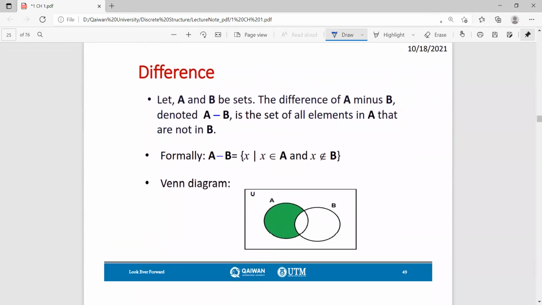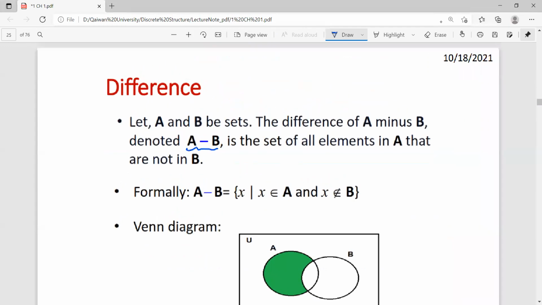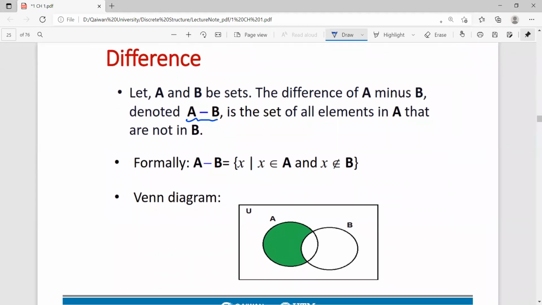And we have difference. When we say A difference B, that means A minus B. It means the set of all those elements which are in A but not in B. We just subtract the common elements from set A. So that's difference.